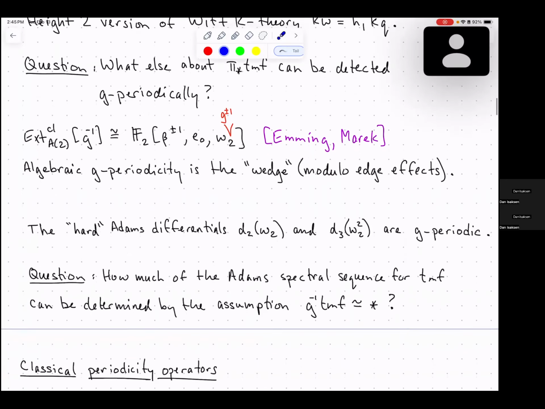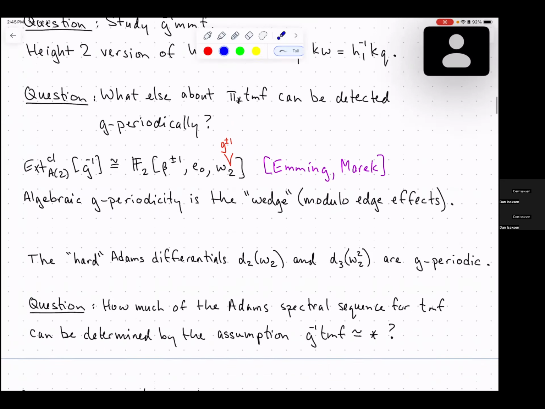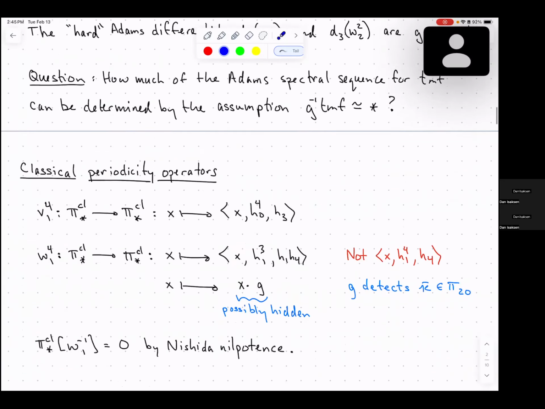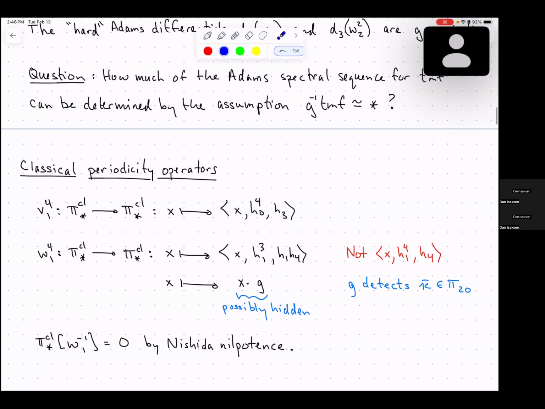All right. So this is all the introduction, like why we're going to study G periodicity. Okay. So now let's get into some details. First of all, let's talk about classical periodicity operators. So there's this operator V1 to the fourth. It's an operator on the classical stable homotopy groups. And what does it do?